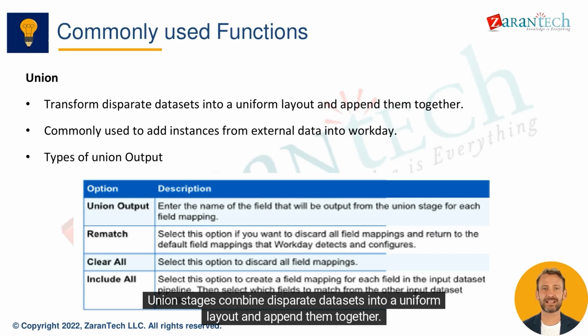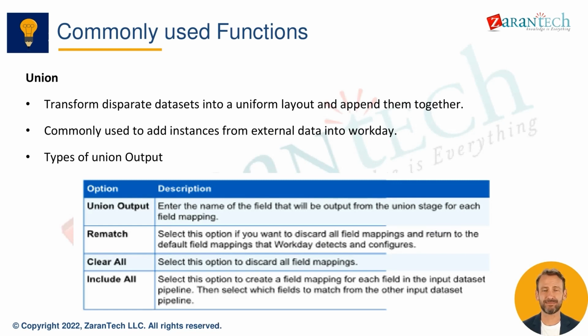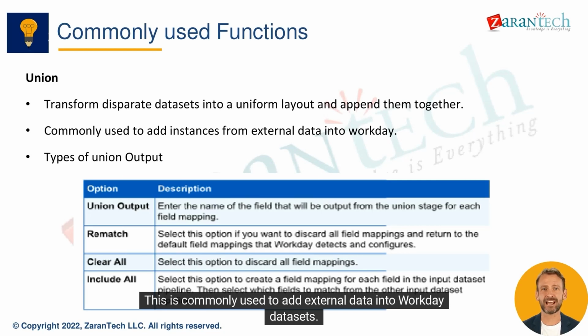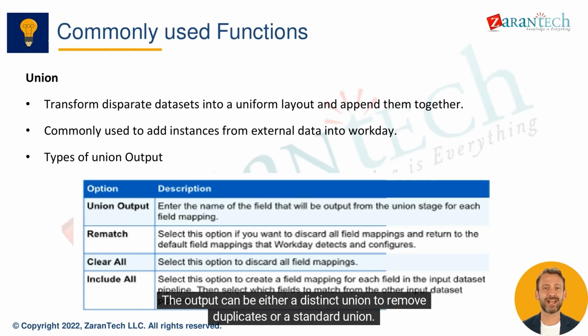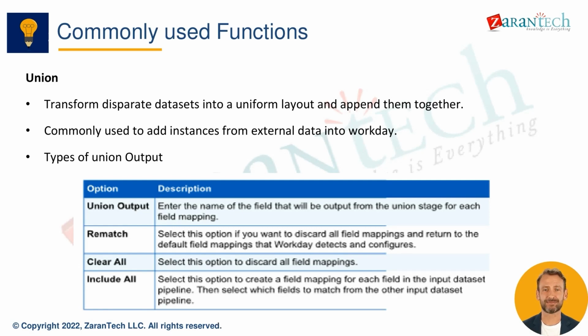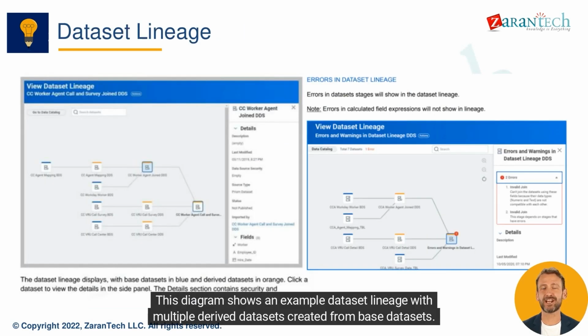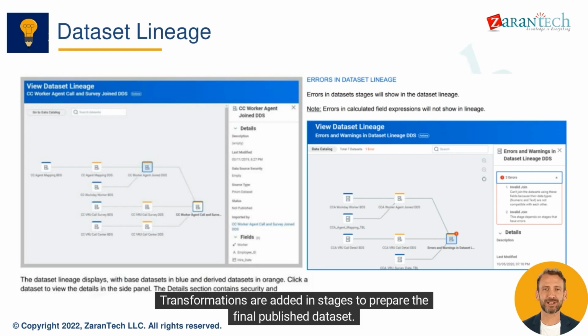Union stages combine disparate datasets into a uniform layout and append them together. This is commonly used to add external data into Workday datasets. The output can be either a distinct union to remove duplicates or a standard union. This diagram shows an example dataset lineage with multiple derived datasets created from base datasets. Transformations are added in stages to prepare the final published dataset.